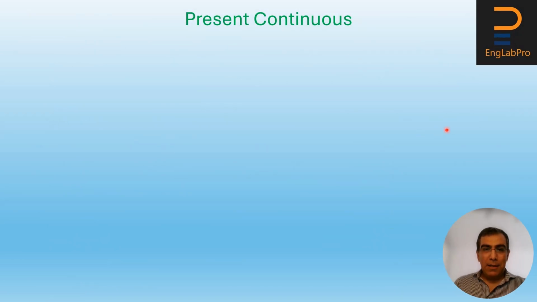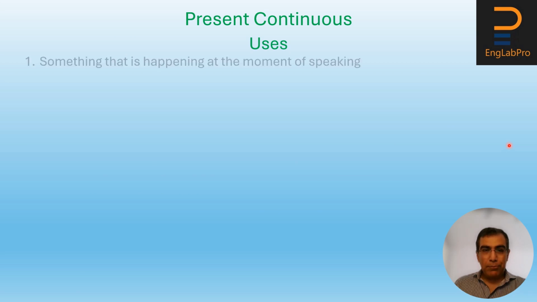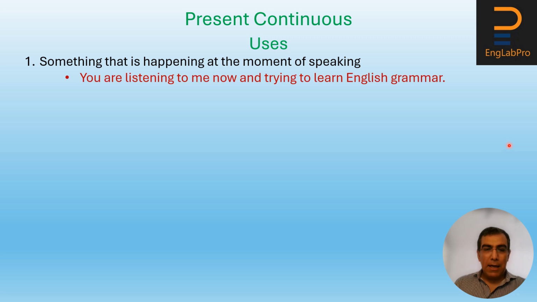Now let's take a look at some of the uses of present continuous. Well, the first one is something that is happening at the moment of speaking. I mean, for example, you are listening to me now and trying to learn English grammar. You are listening to me now means right now you're doing it, and trying means you are. You can say also are trying, or you can say you are trying. All of them are possible. Trying to learn English grammar.